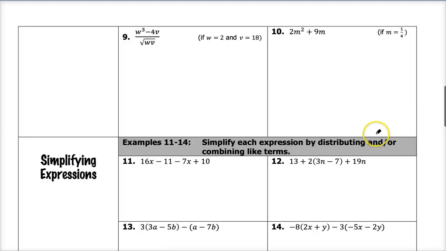Okay, same thing as last time. I want you to pause the video now and try 9 and 10 on your own. Once you have both of those done, click play and check your answer with mine, please.